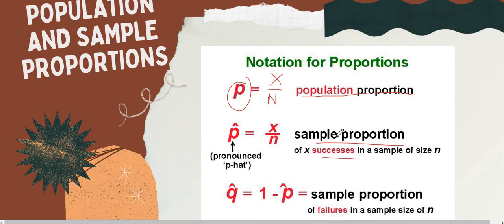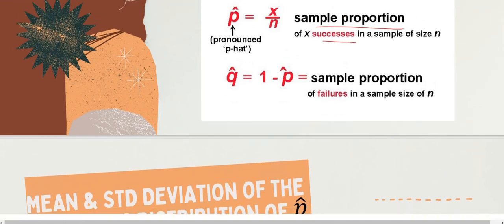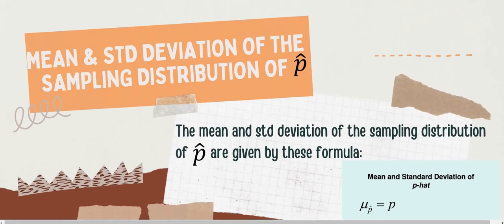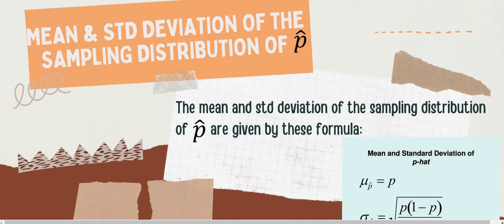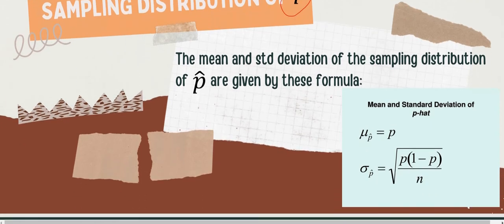Okay, so then we have Q-hat, which means the failure. Earlier P-hat is the success, so Q-hat will be the failure. So it's just 1 minus P-hat. Now we go to the mean and standard deviation of the sampling distribution of P-hat. Earlier we did it for X bar. So now we go to P-hat. The mean and standard deviation of P-hat are given by this.